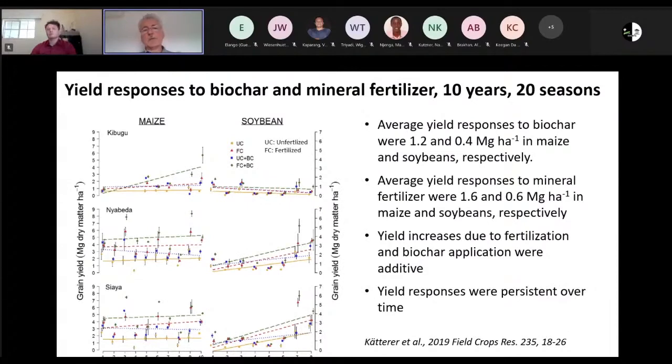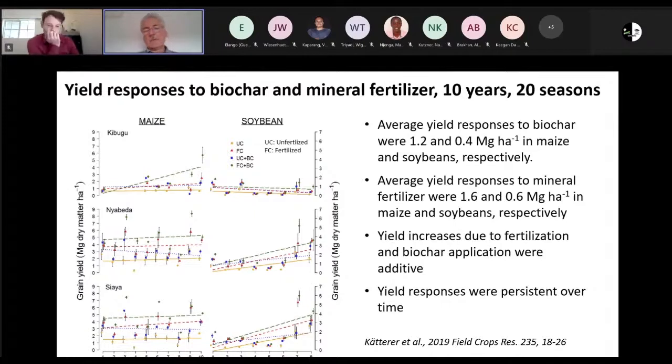Here you see the yield responses of maize and soybean in 4 different treatments. We have a fertilized and an unfertilized control, and both plus the 100 tons of biochar. The main results were that the average yield response to biochar was 1.2 tons per hectare in maize and 0.4 tons per hectare in soybeans. The average yield response to mineral fertilizer was 1.6 and 0.6 in maize and soybean.